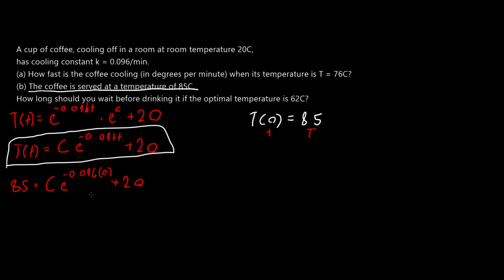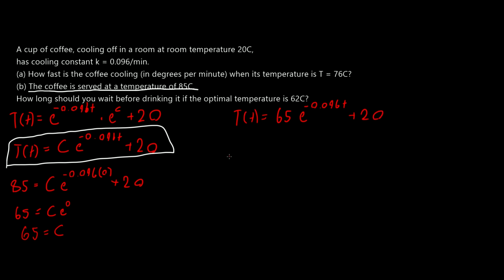Now let's subtract 20 from both sides. So we're going to have 65 equaling C times e, and then 0 times negative 0.096 is just 0. And now anything to the power of 0 is simply 1. So now our C will be 65. And now let's plug in our C to our general solution. So we're going to have T of t equaling 65 times e to the power of negative 0.096t plus 20.